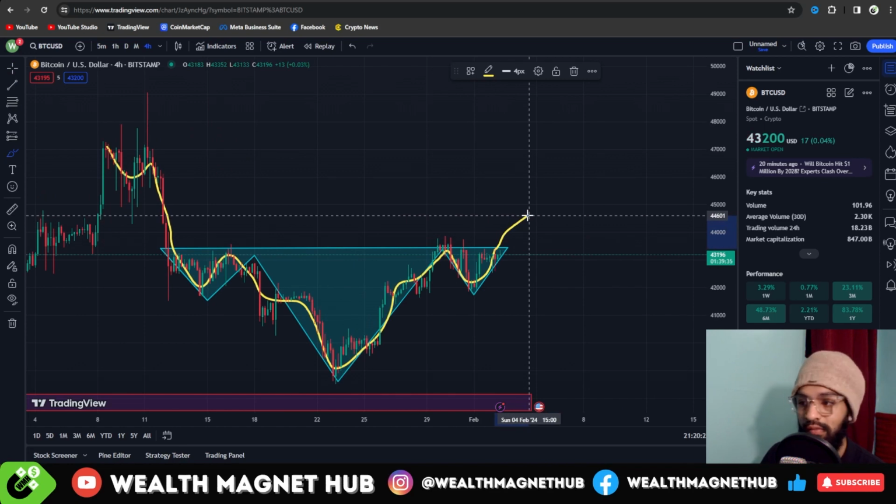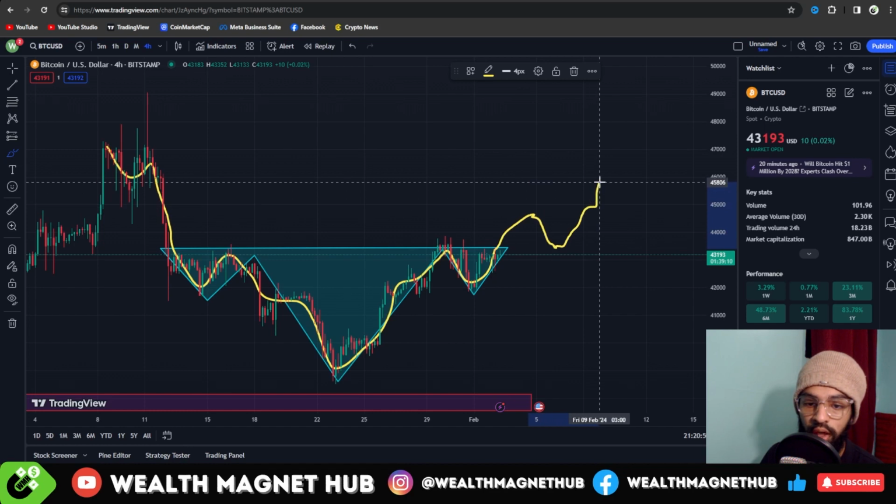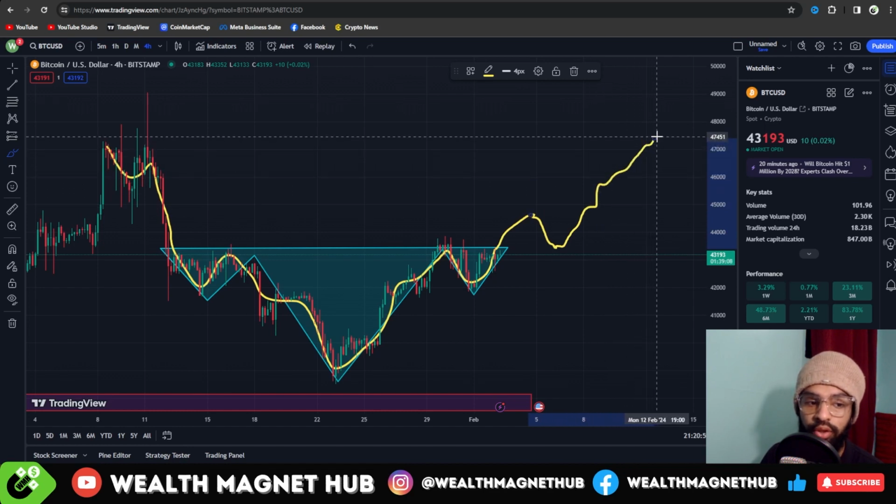So in the near future, what we are supposed to see is something like this. We will have a breakout from this very soon, because we have reached almost the very end of this triangle, and then we will see a breakout to around the 44k range. Then we have to see a retest on this neckline right here originally, and then we will be here for quite a bit of time, and then we will see our bullish trend going on after that.